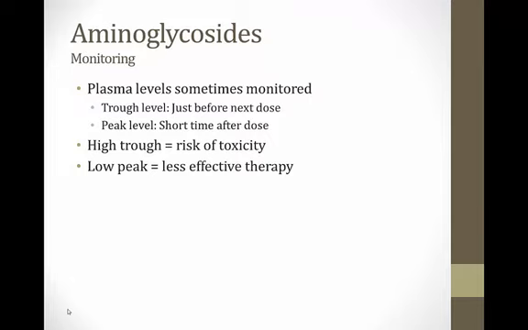Sometimes in the hospital we will measure the plasma levels of these drugs to make sure they're at effective levels and to also reduce the risk of toxicity. We can measure a trough level, which is the level just before we give a dose. We can also measure the peak level, which is the level shortly after we give a dose. A high trough means there's more risk of toxicity, and a low peak level means there's less effective therapy.